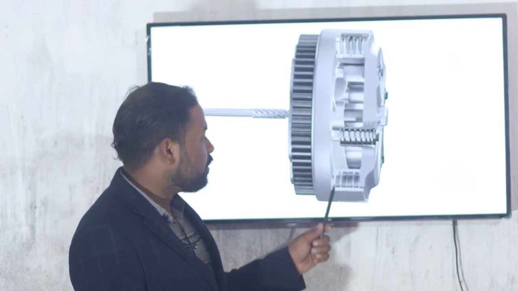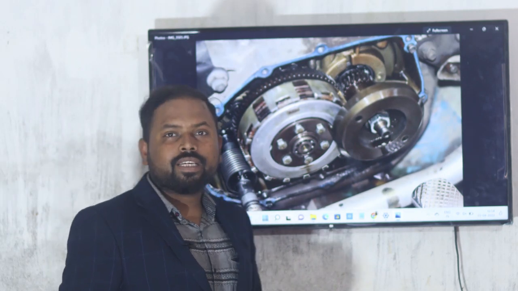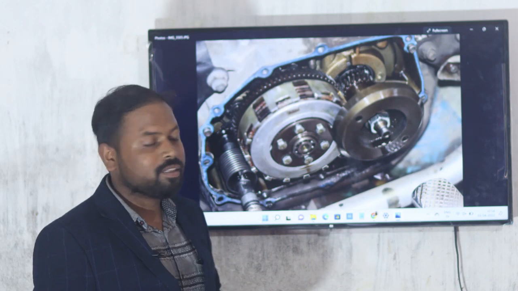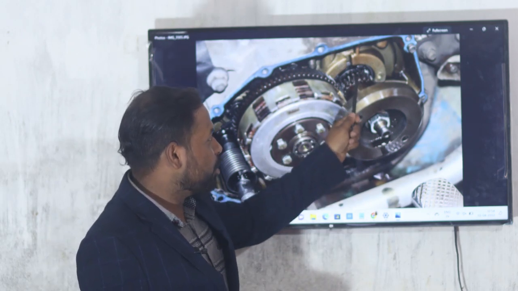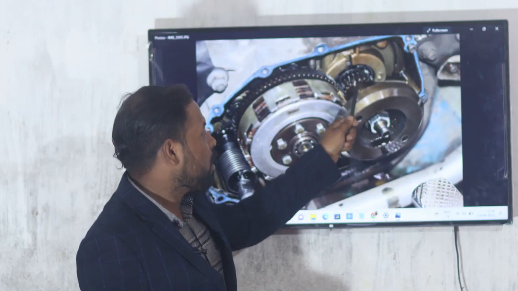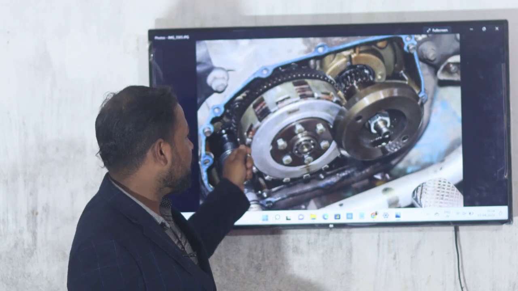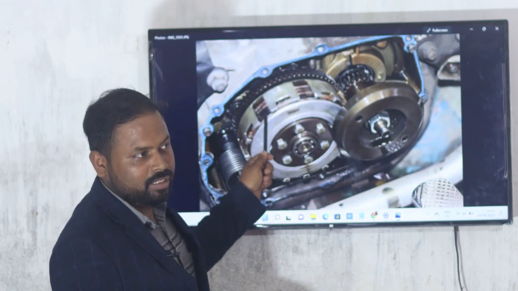So let's see this one. Now we will see how the clutch looks practically. Before this we have seen the animation. This one is the crankshaft, and this is the output of the crankshaft. This gear is connected to the clutch outer gear, which is mounted on the clutch.